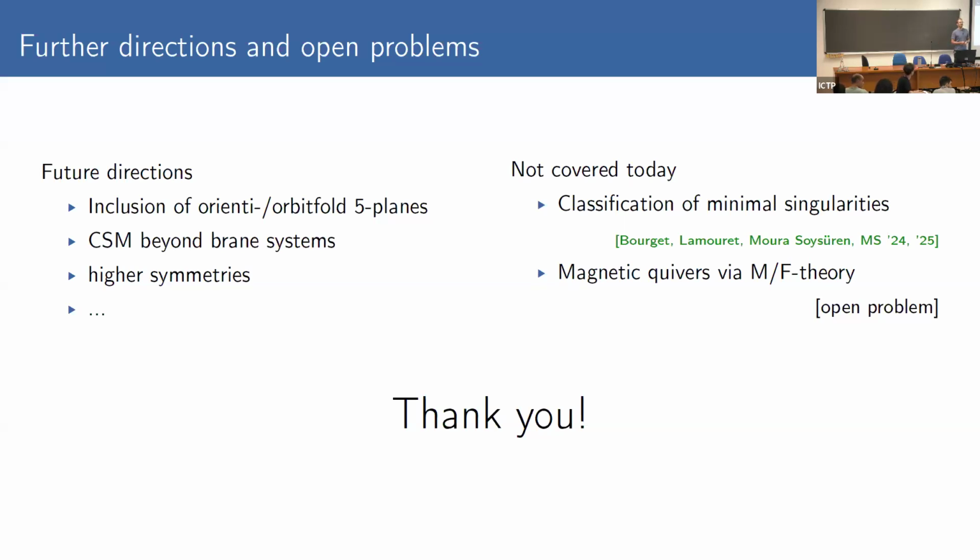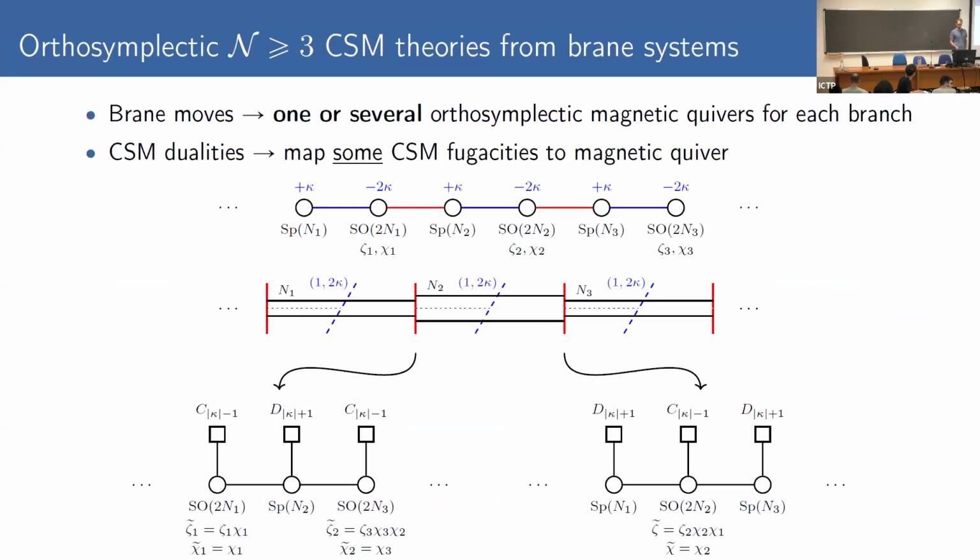For the really simple, I didn't quite get what is the conceptually surprising part of having different magnetic quivers for the same branch.